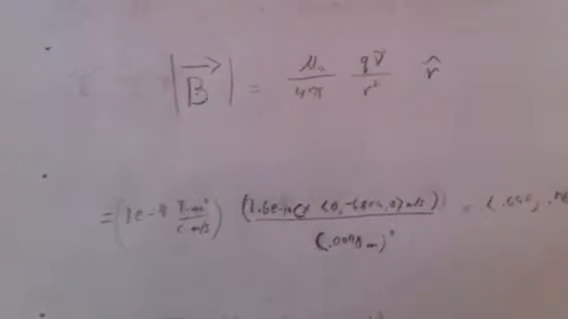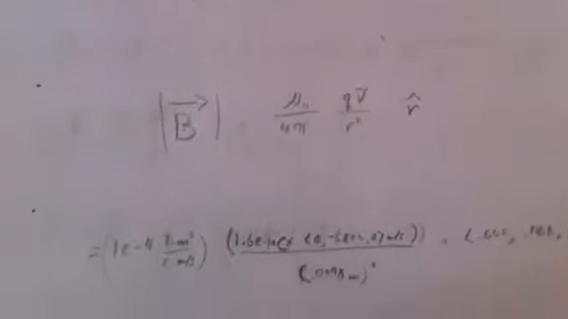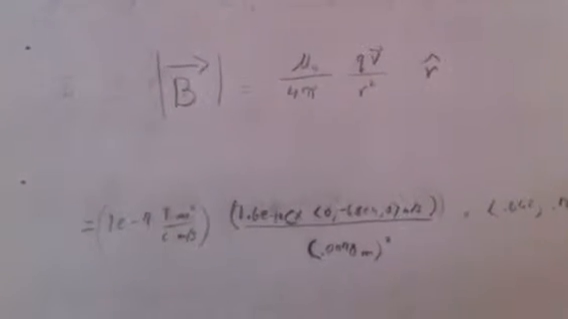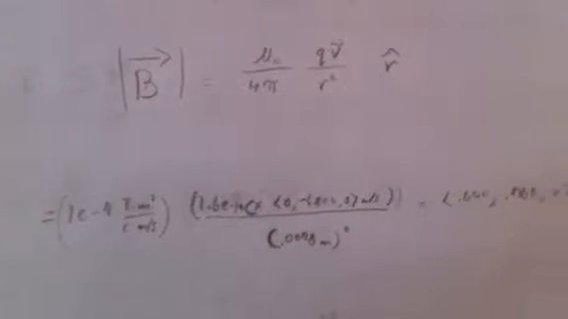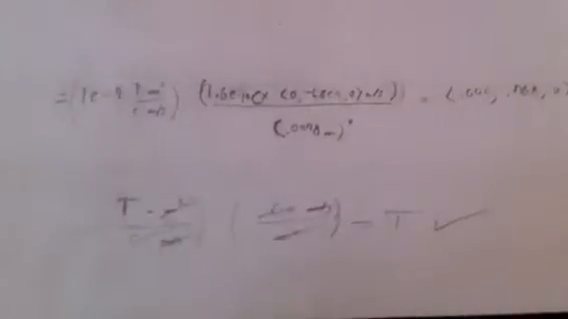So if we plug everything in, mu naught over 4 pi we know is a constant. Our charge was given, 1.6e-19 coulombs, and then times the velocity divided by radius squared times r hat. Yeah, just r hat, not magnitude. And if you cancel all the units out, you're going to be left with T. So that's the first one right there.